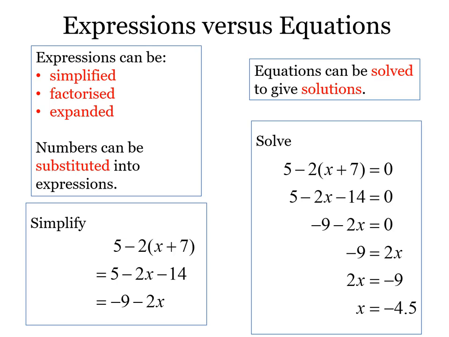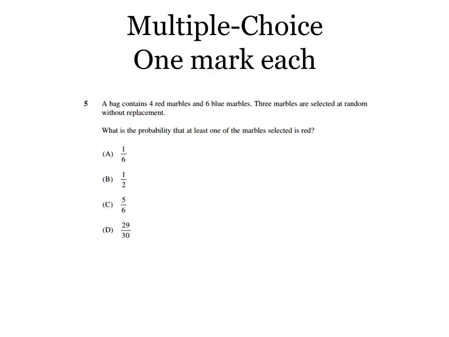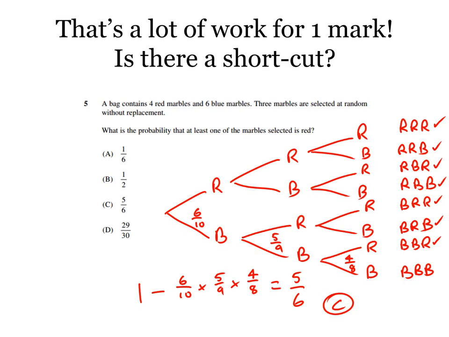On the other hand, on the right-hand side, we have an equation. Equations can be solved. Equations come with an equal sign embedded in them. And as you work through the equation, your goal is to find a value for x. Keep in mind that every multiple choice question is only worth 1 mark, so you probably don't need to do that much working to get the mark, especially question 5, because the early questions tend to be easier.